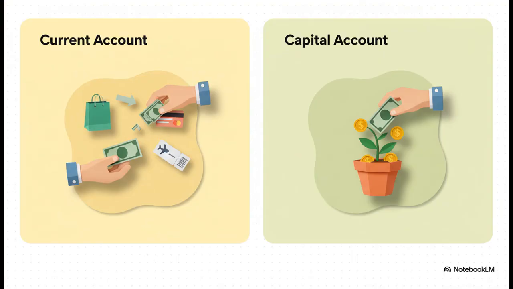So what's the big difference? It's actually really simple. A current account transaction is for spending. It doesn't really change what you own overseas. But a capital account transaction, that's for building. It's all about creating or changing your investments, your property, your assets outside of India. And knowing which lane you're in is absolutely crucial.